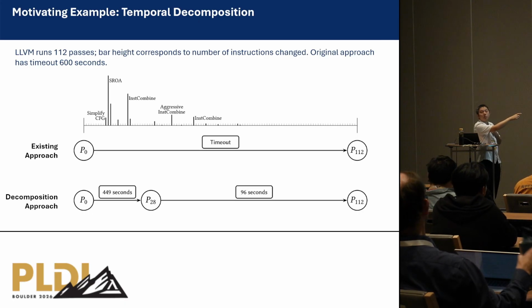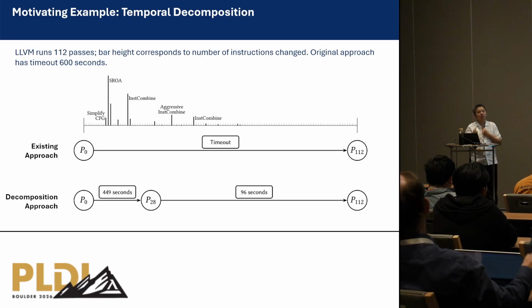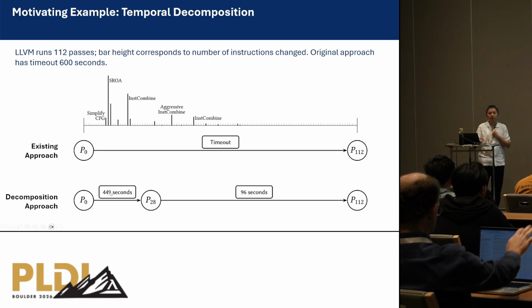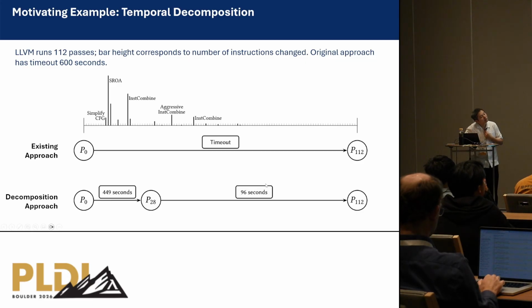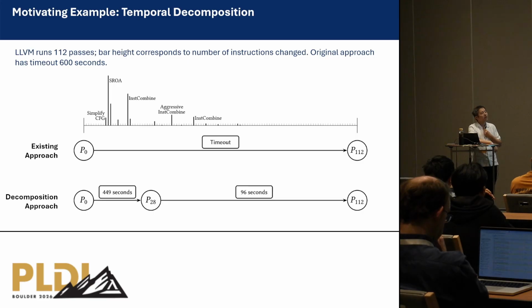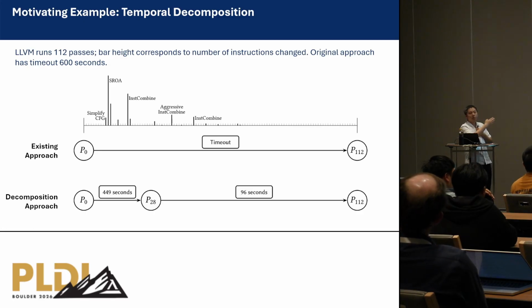This is exactly the case here. If we find out the middle point, P28, and then we encode three programs using SMT constraints, first, we prove the equivalence between P0 and P28. The SMT solver is able to give us a result in roughly 400 seconds. And then we encode P112 using SMT constraints, and then use the solver to prove the equivalence between P28 and P112. And then the SMT solver is able to give us a result in 100 seconds. By doing that, we can prove the equivalence between P0 and P112. Okay, so this is what we call temporal decomposition.